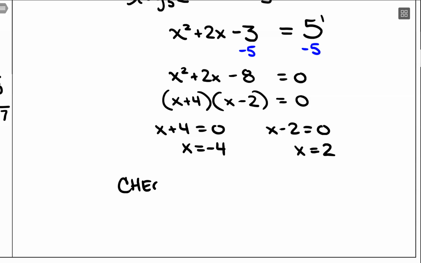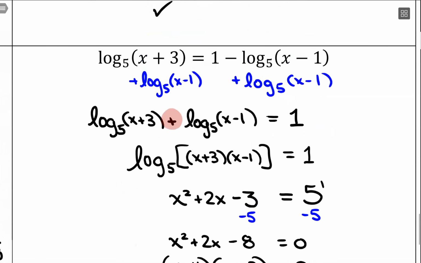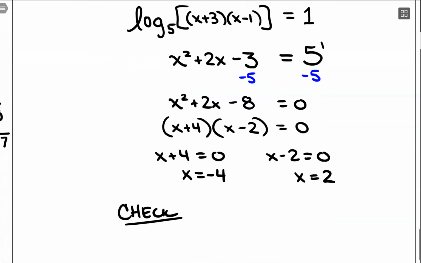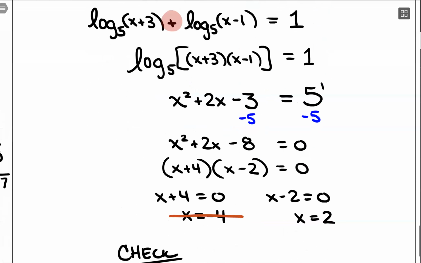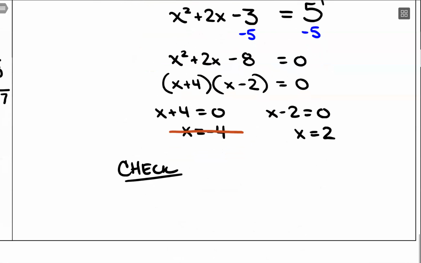We have to check our solutions. If I plug in negative 4, so negative 4 plus 3 will be a negative 1, so that's not going to work. Also doesn't work over here. It just has to fail for one of them to fail for the whole thing. So negative 4 does not work. We plug in positive 2. 2 plus 3 is 5. That works great. 2 minus 1 is 1. That works great. So we're going to find x equals 2 is our solution.